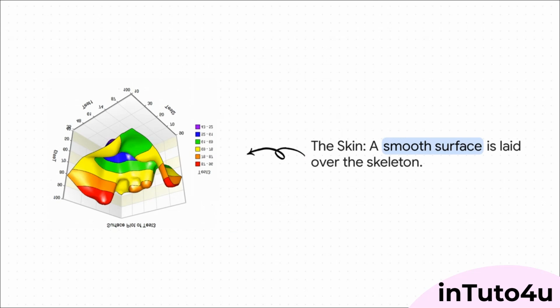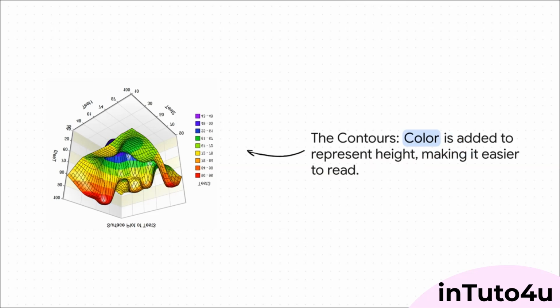Next, we lay a skin, or a smooth surface, right over that skeleton. This surface connects all the dots, and its height at any given point is decided by our third variable, the Z variable. That's what gives it shape. And this is the final layer that makes it all click. We add color. A color gradient is mapped onto the surface, where different shades represent different heights or Z values. Suddenly, the whole thing becomes instantly readable. Your eyes can immediately find the highest peaks and the deepest valleys without even thinking about it.